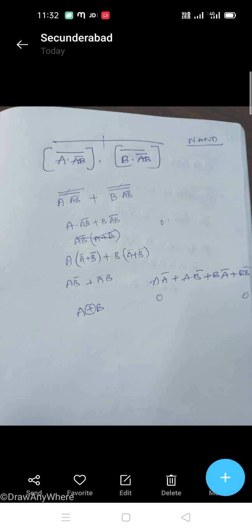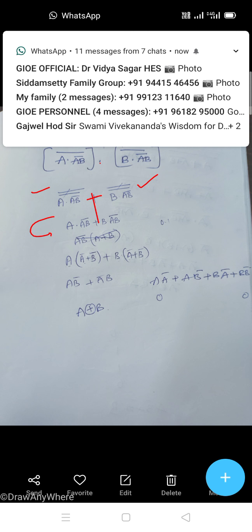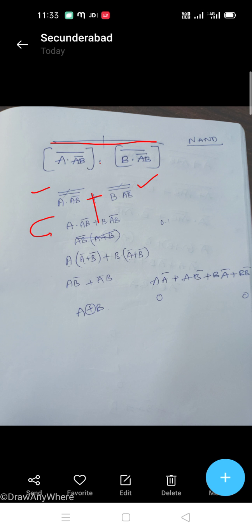Here I am splitting this bar. I am getting 2 bars here, 2 bars here, and I am writing this product as plus. Next, 2 bars means 2 bars cancel. The final expression I am getting here is A into AB bar, B into AB bar.